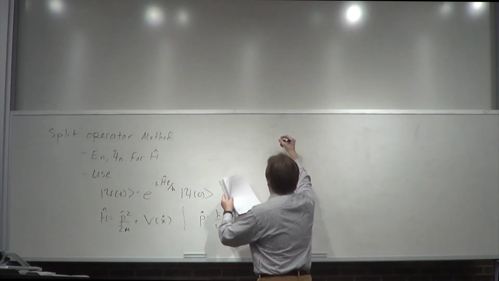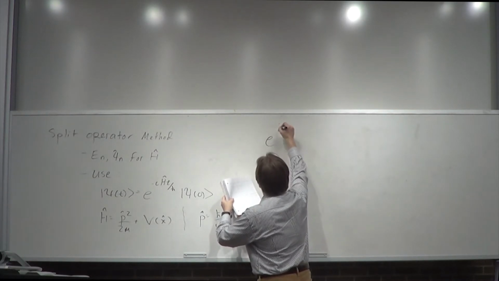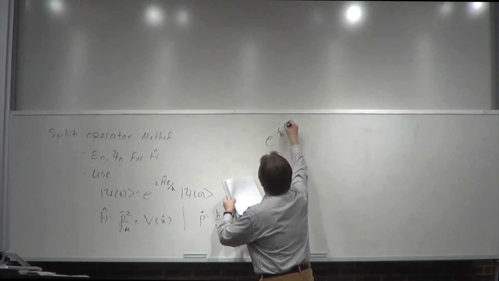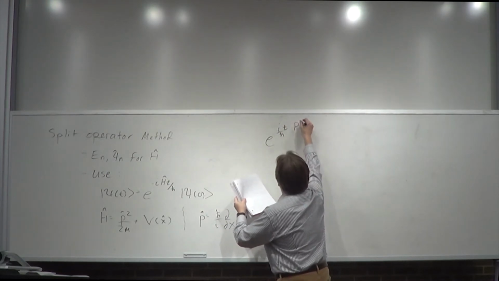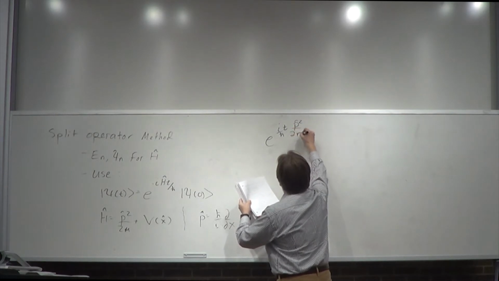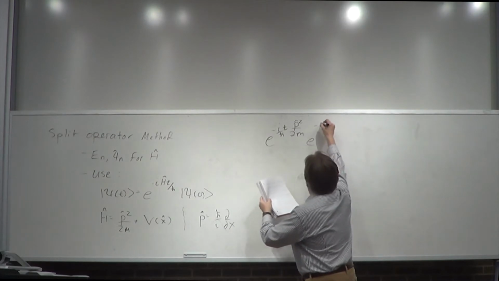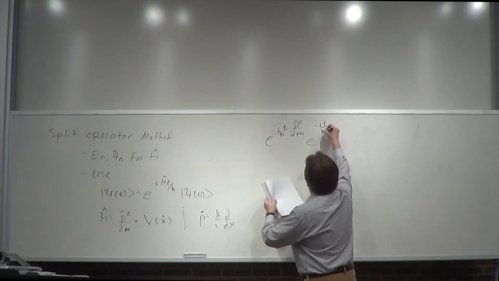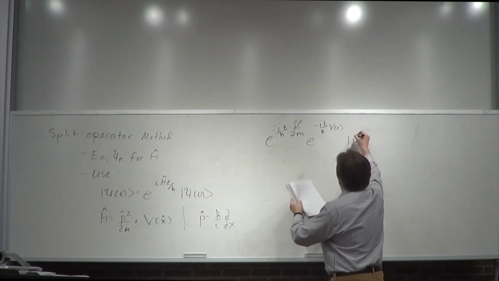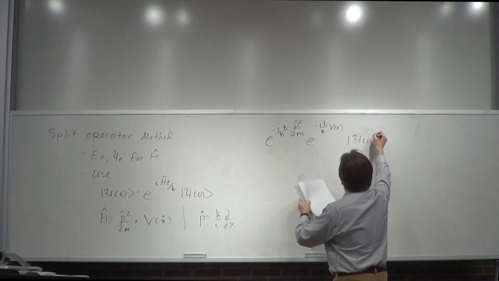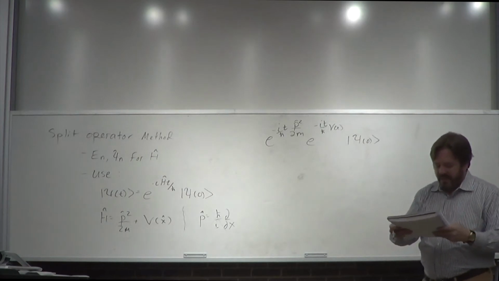Okay, so what I'm thinking of is I'm going to do this. Hopefully I'll write this correctly. e to the minus iT over h bar, P squared over 2, and then e to the minus iT over h bar V. So this is what I'm thinking. And it will operate on the initial state, and it will start to move in time.